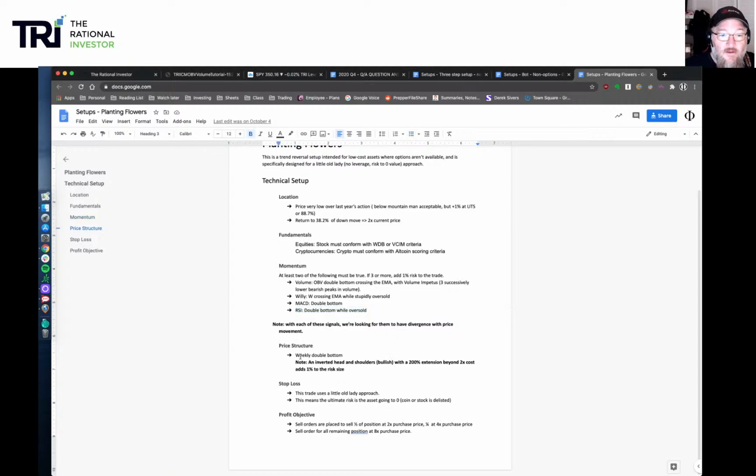And then we look at price structure. I'm looking for a weekly double bottom. Okay. And then I describe where we take profits.